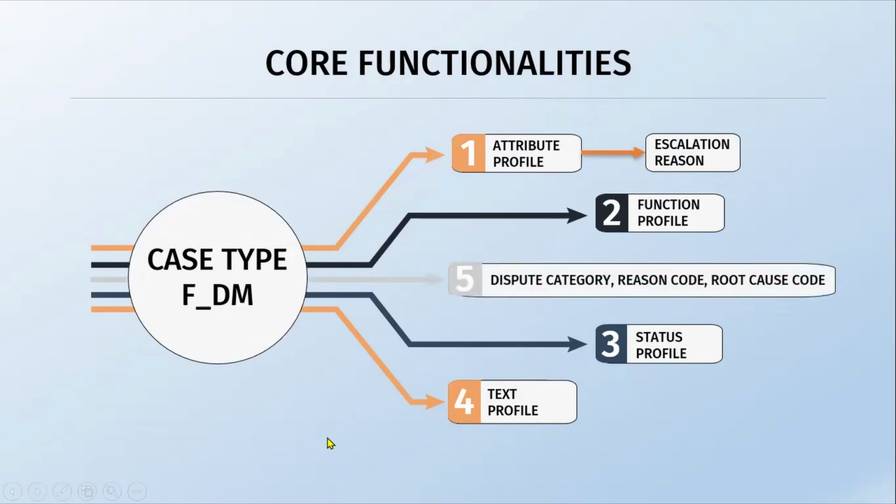And then at the final step, we have the dispute category, reason code, and root cause code. Dispute category helps us classify the type of dispute, such as pricing dispute, quantity dispute, or deduction related complaints. Then we have reason codes, which further break down the cause of the dispute case, which enables better reporting and trend analysis. Then we have root cause code. These codes identify the underlying issue that triggered the dispute case, helping businesses improve their internal process and reduce future disputes. So these are all the core components in SAP FSCM.